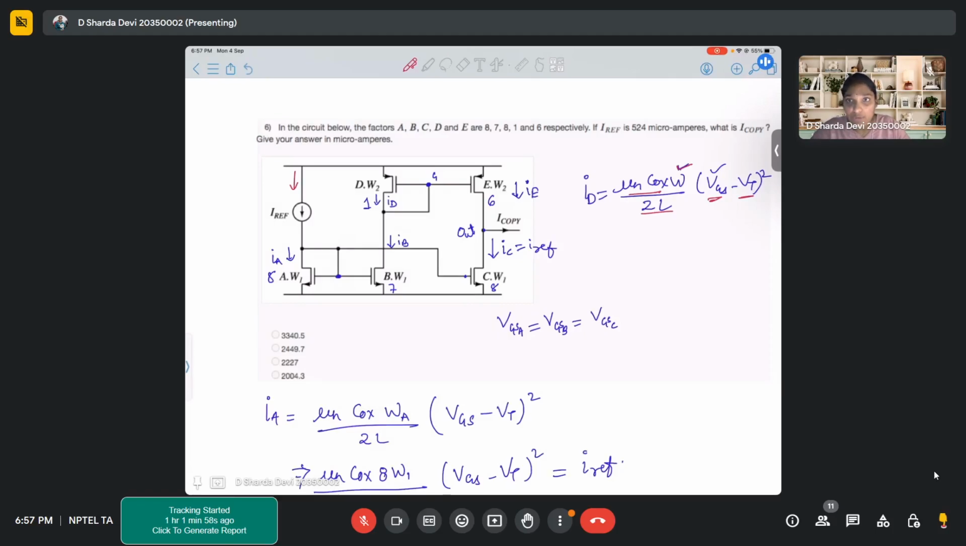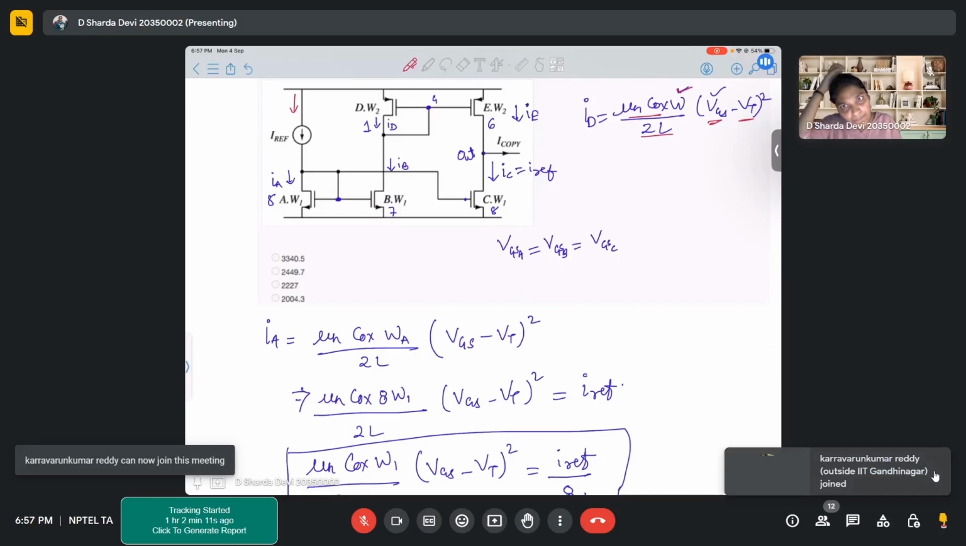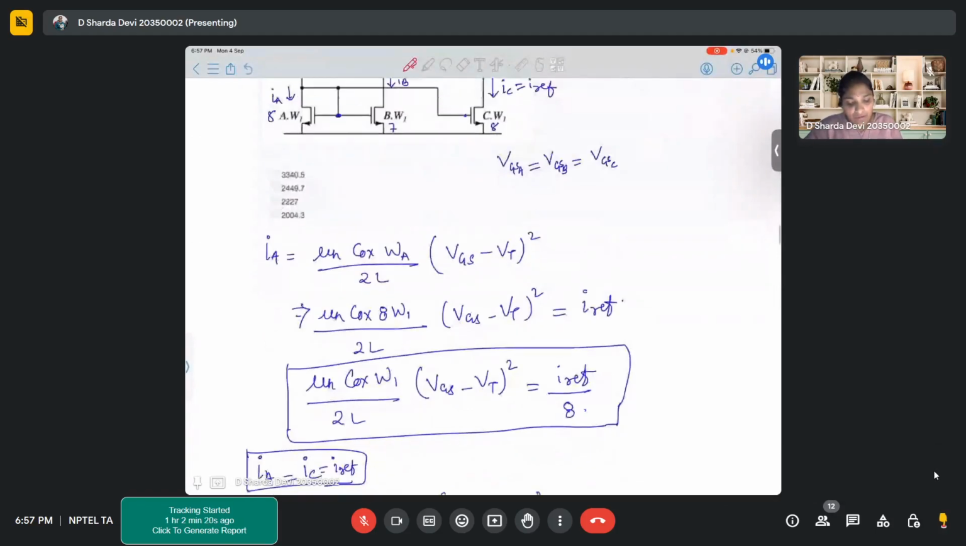Now what about IB? What will be the factor of IB? Let's simply write down the current through transistor A. It is mu and Cox WA by 2L, VGS minus VT whole square. Now in place of WA, I have replaced it with 8 times W1. So I found out that for mu and Cox W1 by 2L, VGS minus VT whole square, the value that I'll get is IREF by 8.